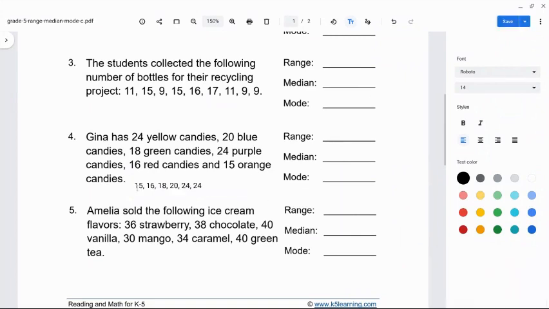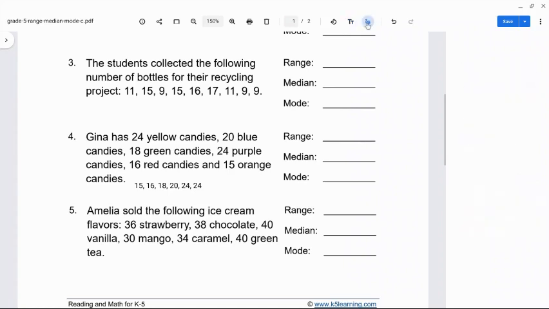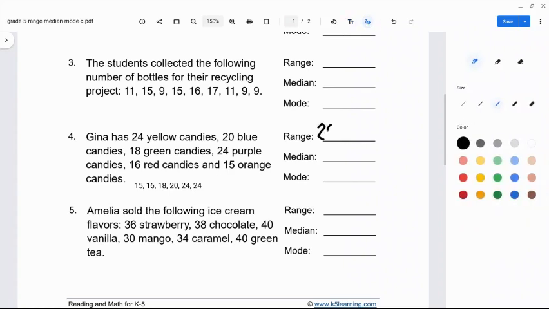So now that I have the data ordered from smallest to biggest, I can find the range just like I was doing on the side before by taking the biggest number, which is 24, and subtracting from it the smallest number, which is 15, and that's going to give me a range that equals 9.